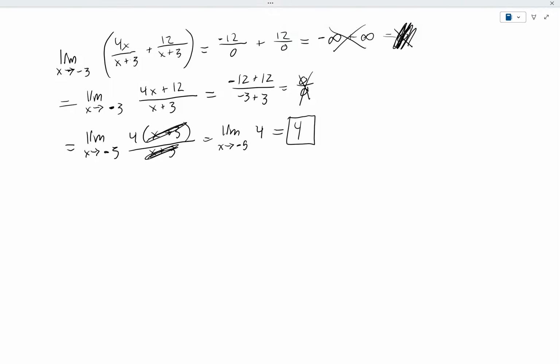So that's your final answer. 4 is not indeterminate. That's a number that's telling us what this limit is approaching. It's approaching the value 4 as x approaches -3. So that's how you do a simple limit like this that you'd find in Calculus 1.